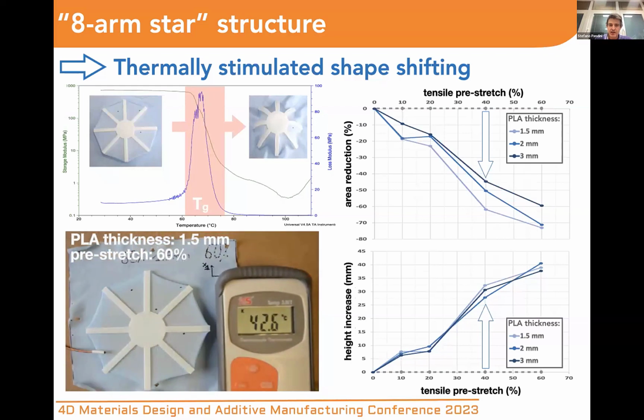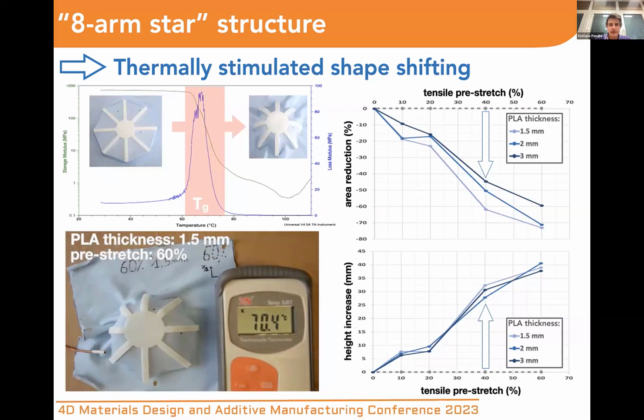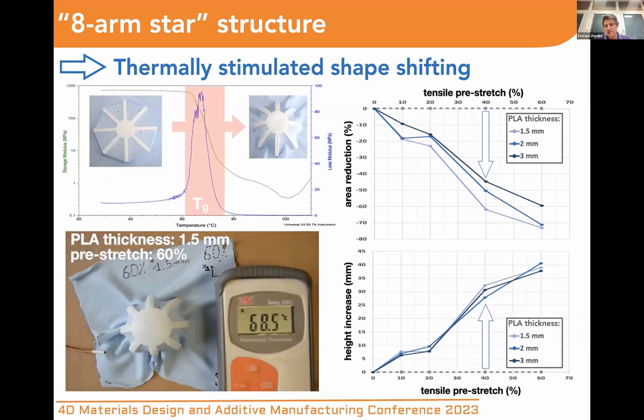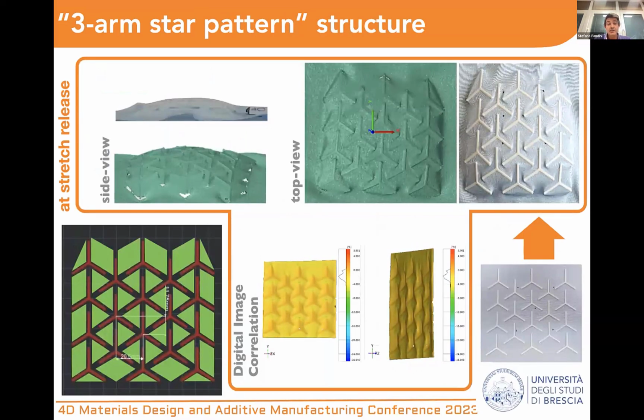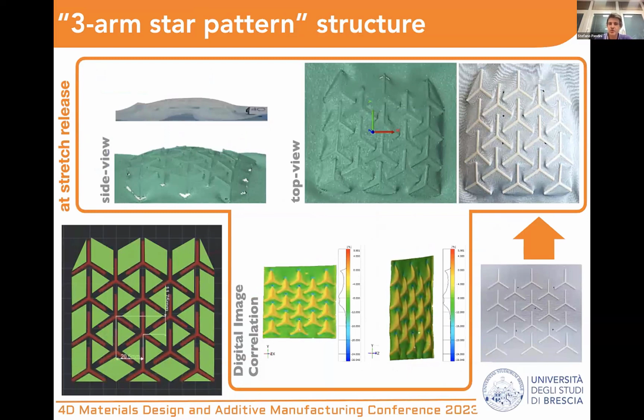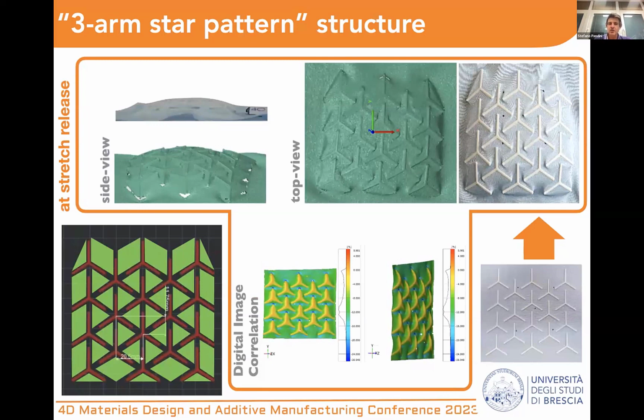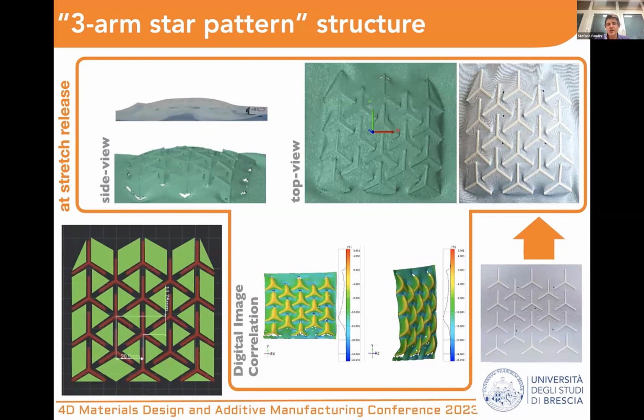So the area reduction and height increase is shown for various pre-stretch and PLA thickness. And the results actually suggest that a more important effect is given by the pre-stretch with respect to that of thickness. And in the case of the 3-arm star-like patterns, we found similar results. The overall printed area undergoes a dome-like curvature, as shown in the picture in the 3D scans, and the state of strain revealed by means of the digital image correlation shows a diffuse region of strain among the elements.